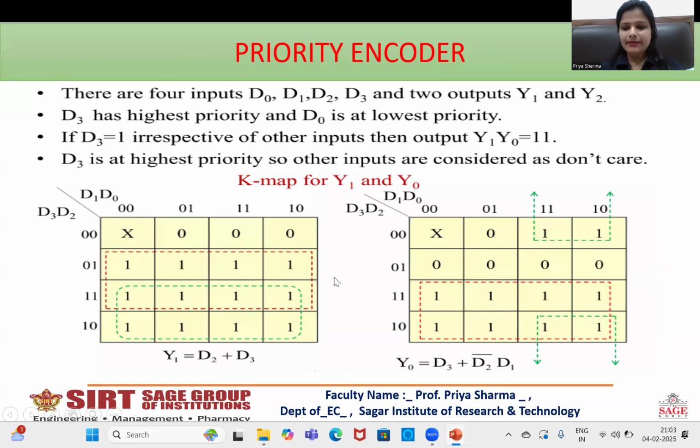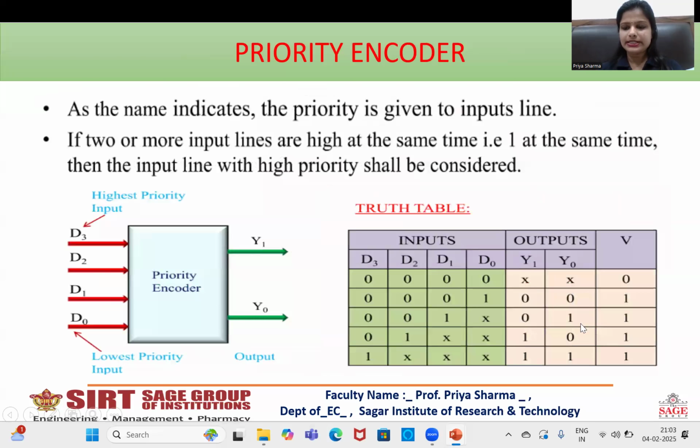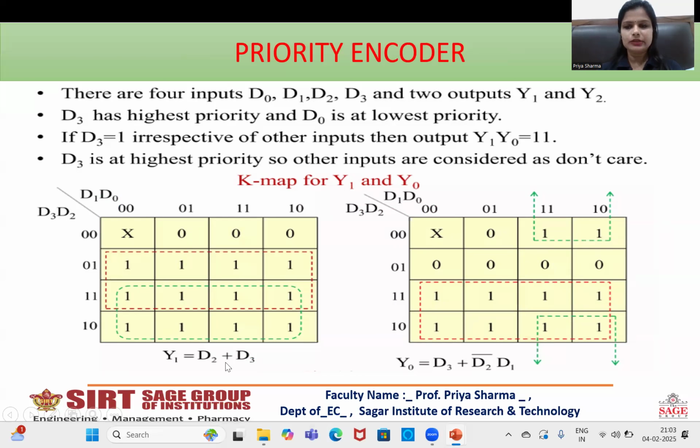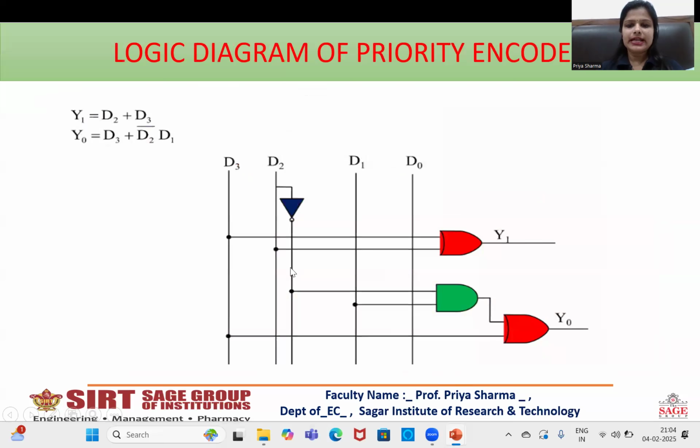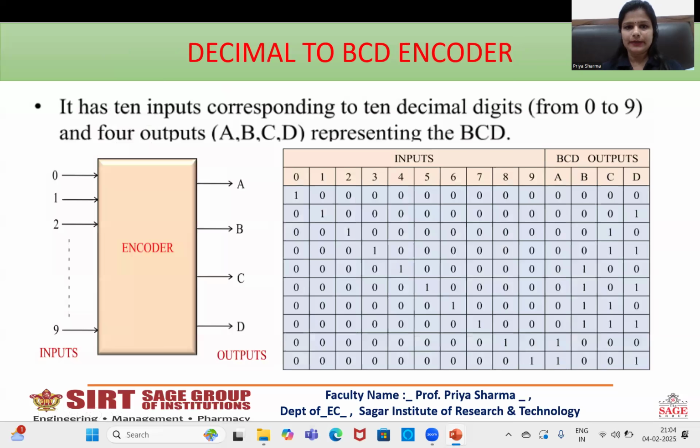Solving the K-map for the Y1 and Y0 outputs, we get Y1 equals D2 plus D3, and Y0 equals D3 plus D2 bar D1. This can be realized using these logic gates. Y1 will be D2 plus D3 and Y0 will be D3 plus D2 bar D1.